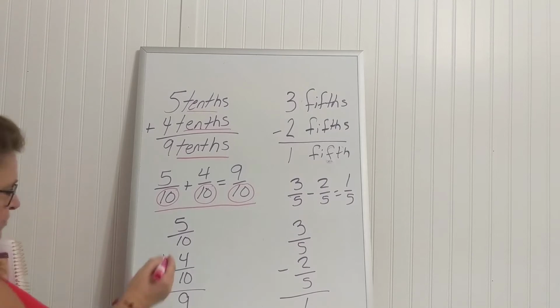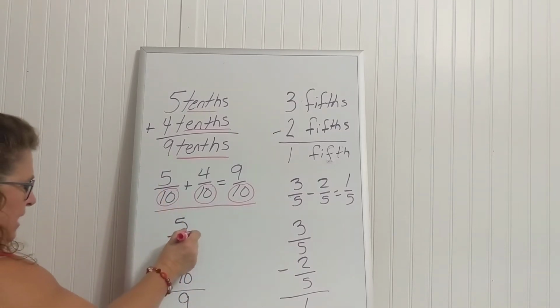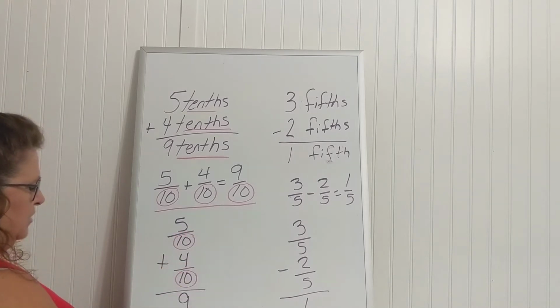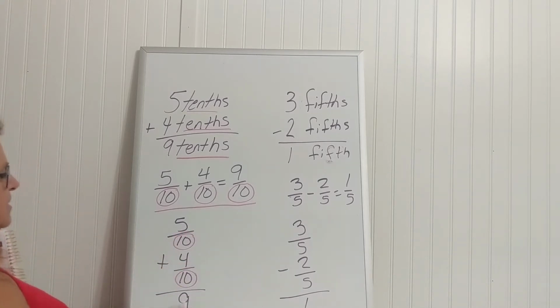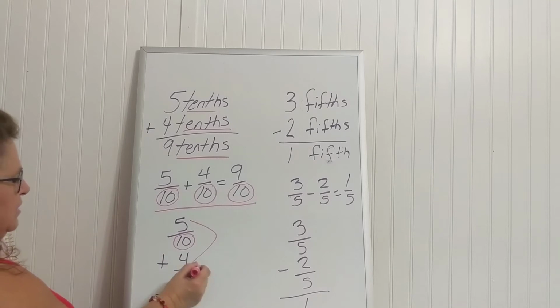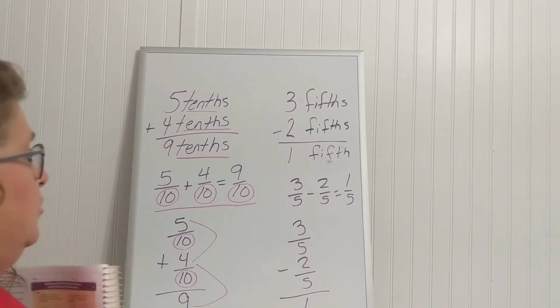Here I've written the same problem, just this time up and down. We have 5/10 plus 4/10 equals 9/10. So our denominator never changed, it stayed the same, and we added our numerators to get our numerator in our sum. It's the same way with subtracting. As long as our denominators are the same, we just subtract our numerators.